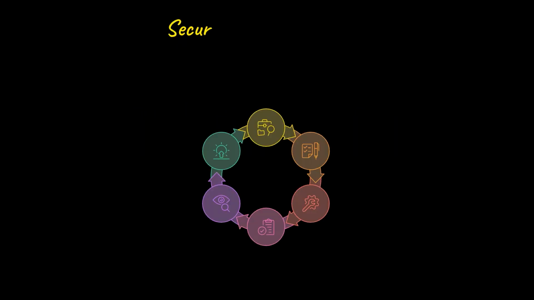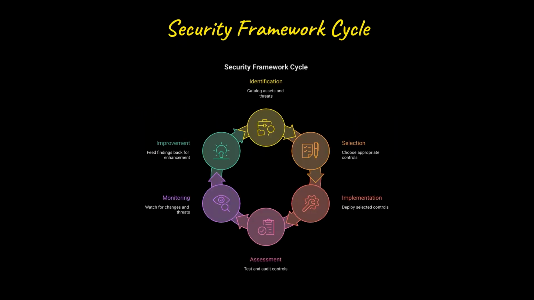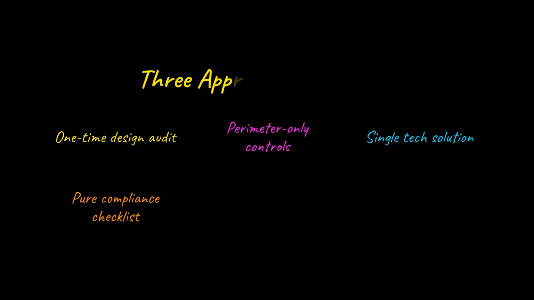A security planning framework is the structured, repeating cycle an organization uses to stay protected as threats, technology, and business priorities constantly change. Unlike a one-time project, a mature framework never truly ends. Each iteration feeds directly into the next. The cycle moves through 6 phases: identification, selection, implementation, assessment, monitoring, and improvement. After improvement, findings feed straight back into identification, starting the next iteration with updated understanding.